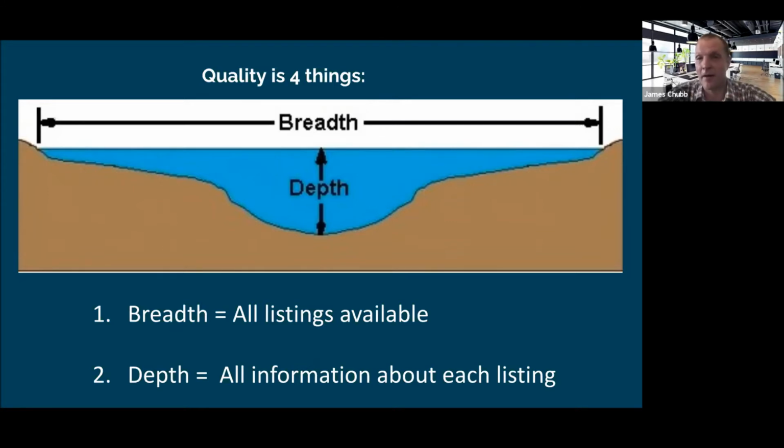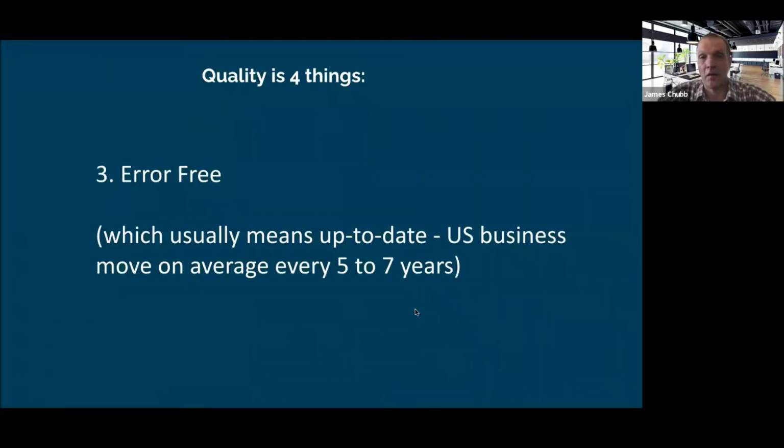Do you have all the data about individual specific listings, all the fields? How long have they been in business? Who are the founders? What's the market capitalization if it's a larger company? What products do they sell, et cetera, for that. And also, is the data error-free, which usually means, is it up to date?